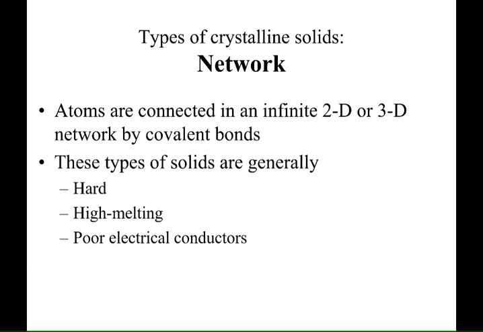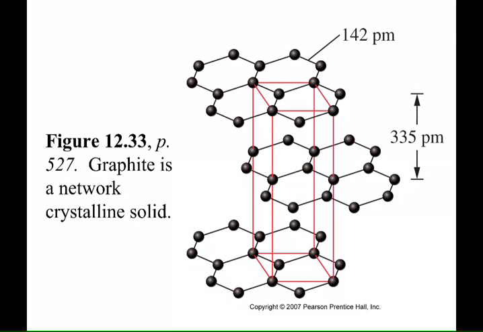Okay, so we skip to network. I have some examples here. Remember we talked about, I love some of these words in chemistry, physical science, allotropes. Allotropes are basically different forms of the same substance. For instance, one allotrope of carbon is graphite. Another allotrope of carbon is diamond. So this is an example of a network solid.